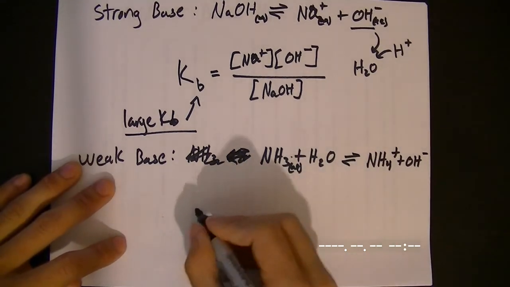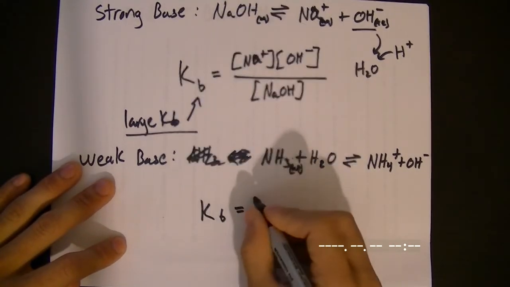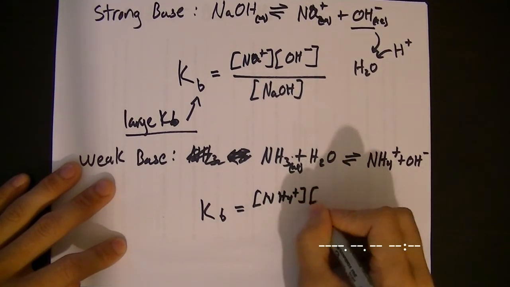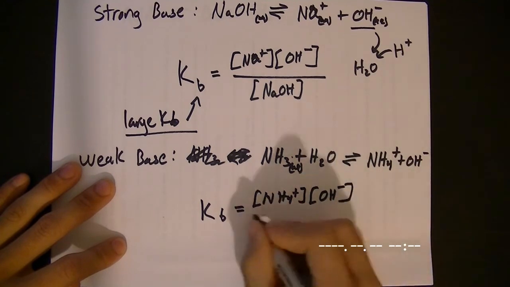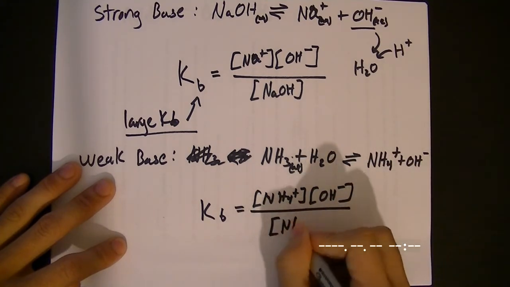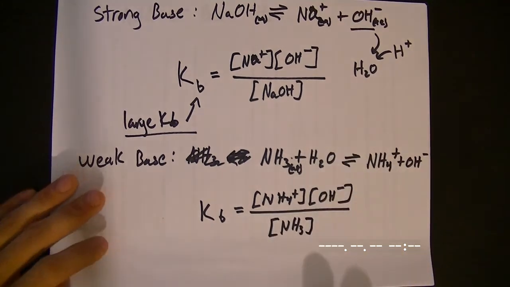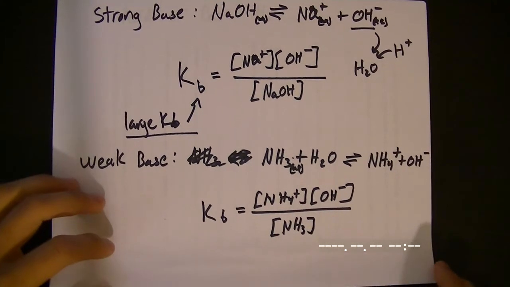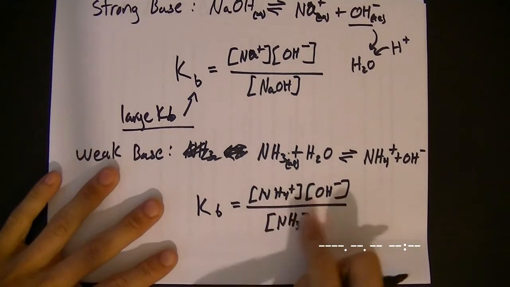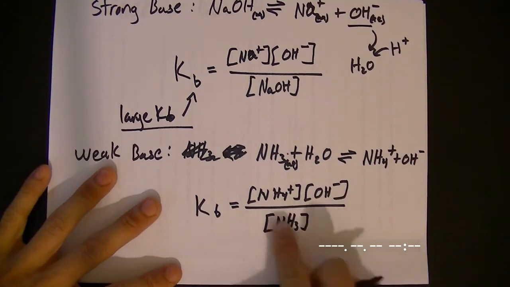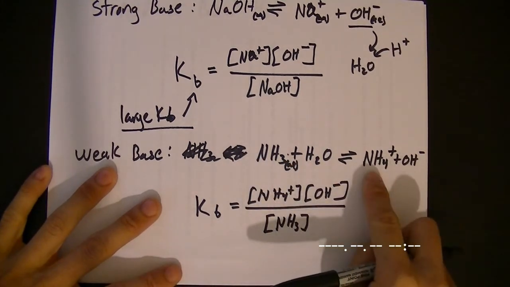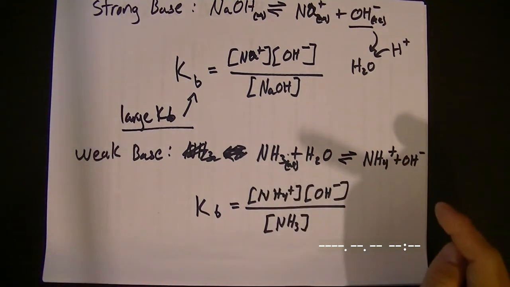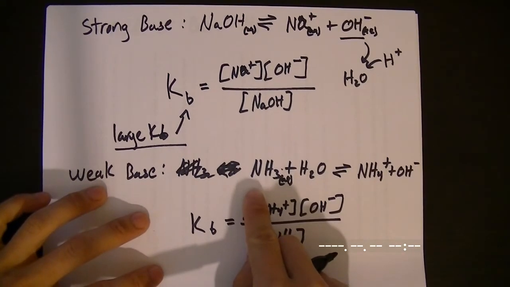And a lot of people are saying, okay, here's our Kb expression: NH4 plus times OH minus over NH3. You're recognizing that water is not included in our Kb expression, because the amount of water does not change in solution. And a lot of people are saying, hey, wait a minute. This takes up a proton and is creating an OH that can take up another proton. So wouldn't this be a strong base?